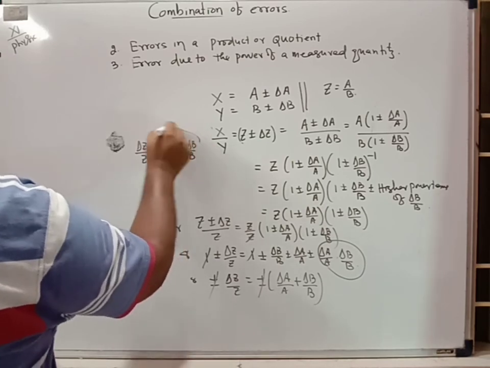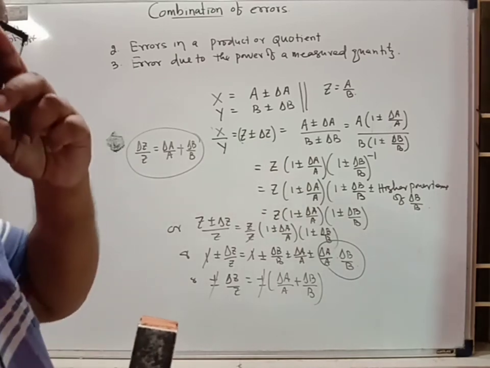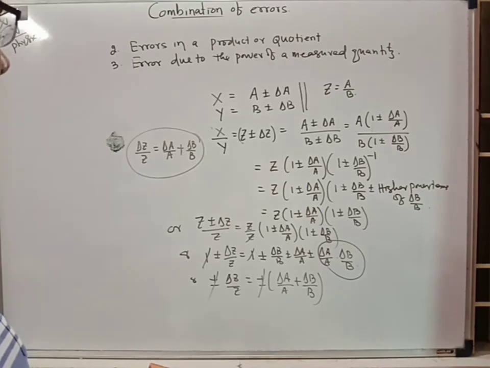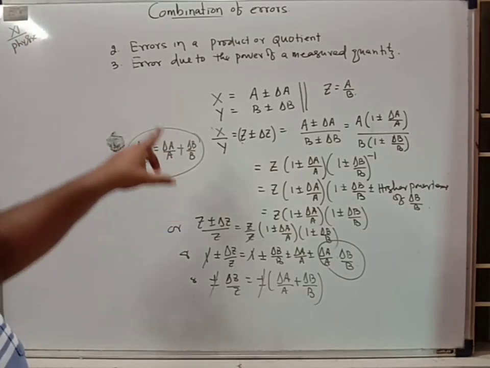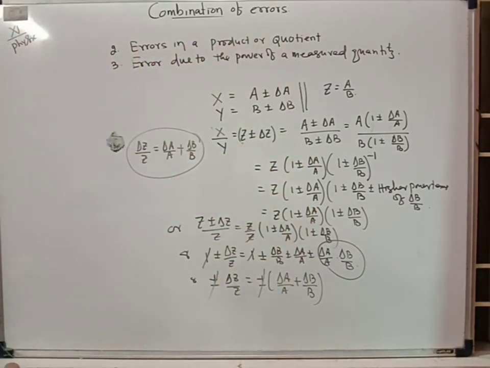So in case of multiplication and division, you are finding the relative error of the result. The relative error of the result is equal to the sum of the relative errors of the individual quantities. This is case number 2, that is errors in a product or quotient.